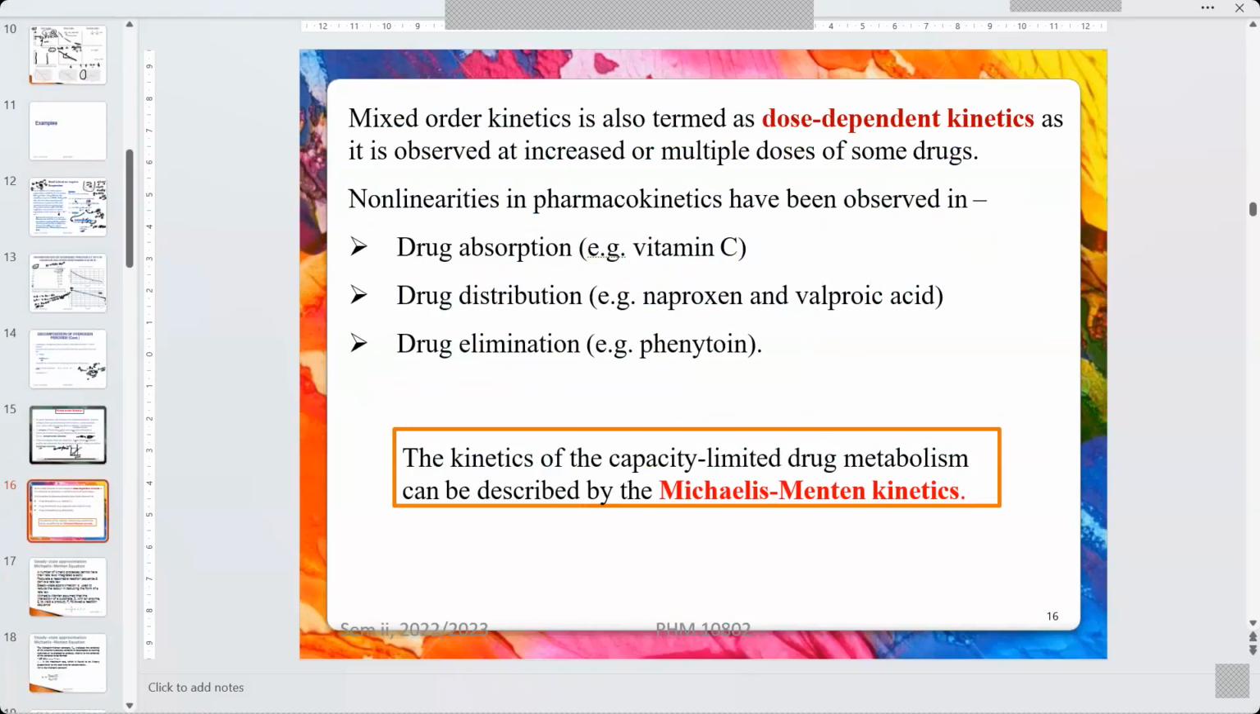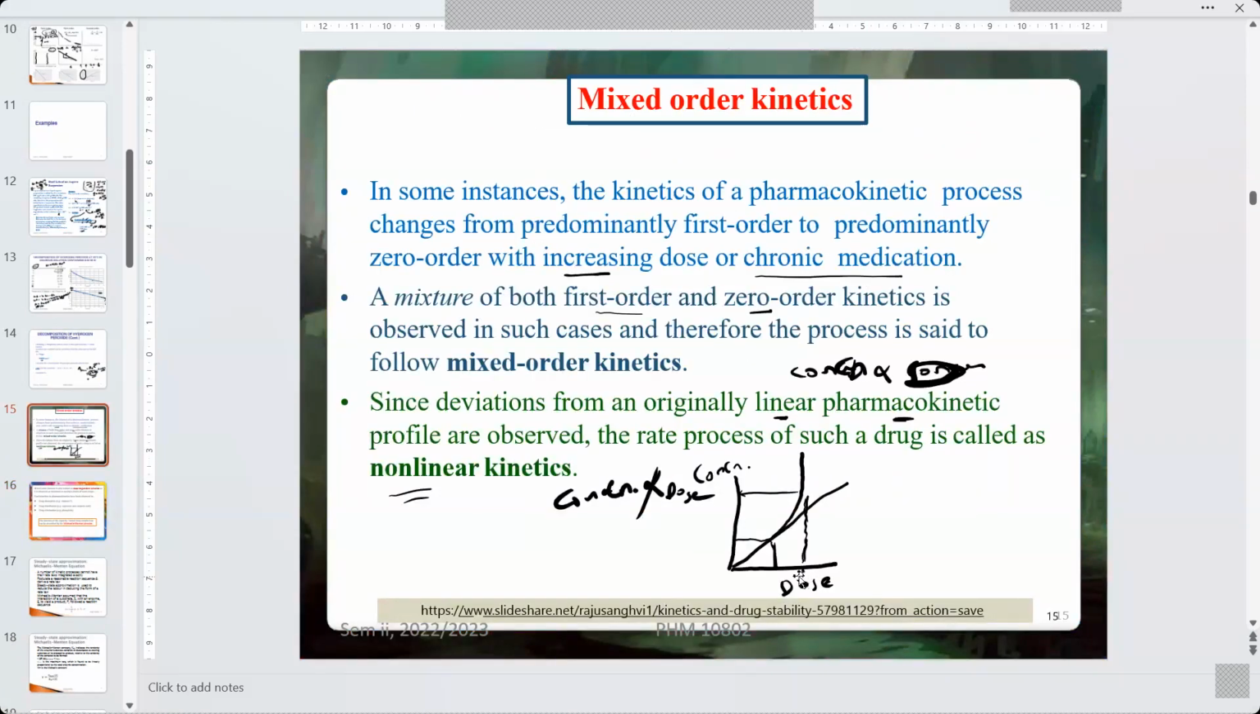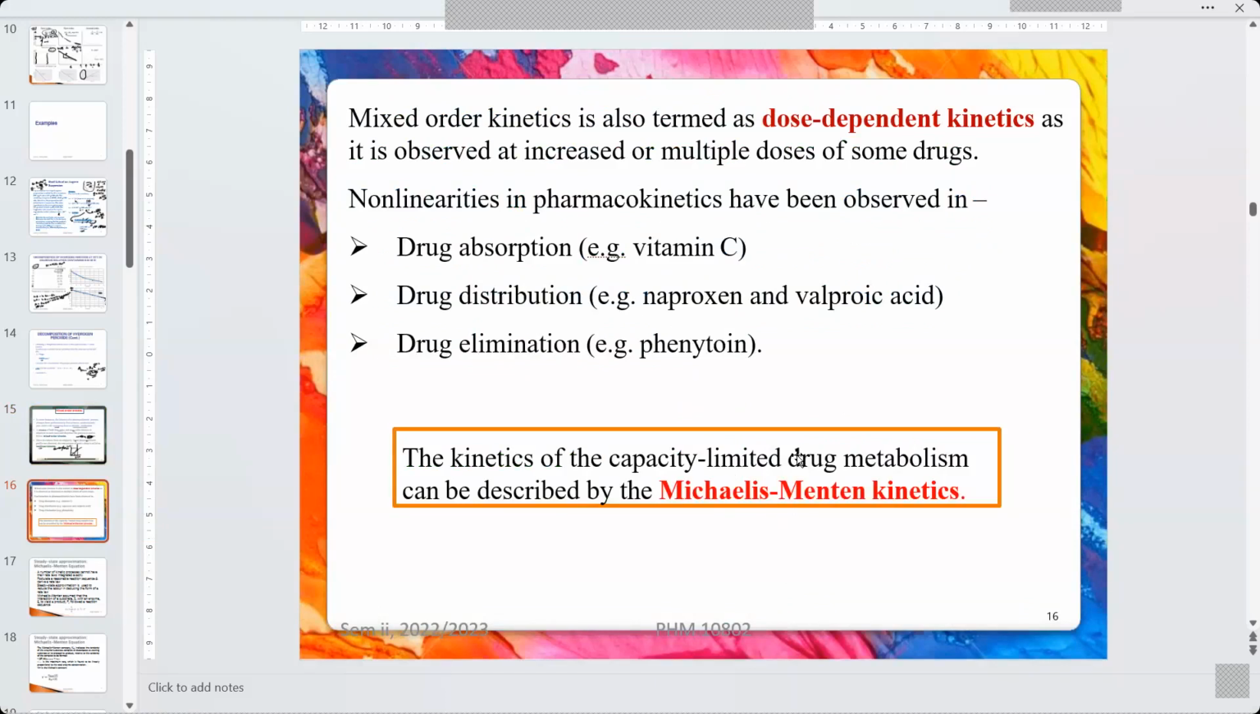So this kind of kinetics, the nonlinear pharmacokinetics, we call dose-dependent kinetics, because the proportion between dose and concentration changes with changing the dose. You can see this curve. At a certain stage, maybe the proportion is, say, 1 to 10, for example. Then it may become 1 to 20, then 1 to 30, and so on. So the slope is changing, as you see. We call it dose-dependent kinetics.